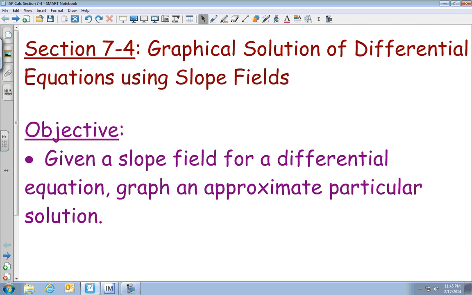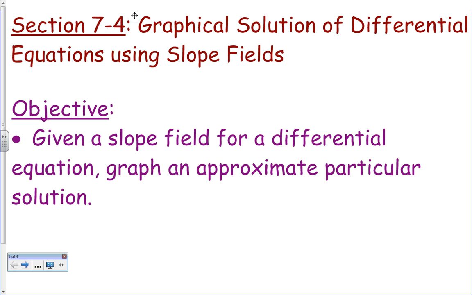Section 7-4 is on graphical solution of differential equations using slope fields. The objective of this section is, given a slope field for a differential equation, graph an approximate particular solution. If you recall in the last two sections, we've been working with an algebraic solution using the separation of variables technique to come up with the algebraic solution to a differential equation. And now we're going to look at a graphical way to come up with that solution.